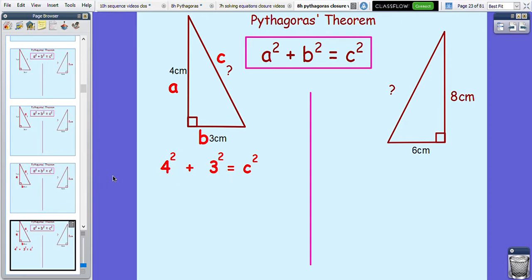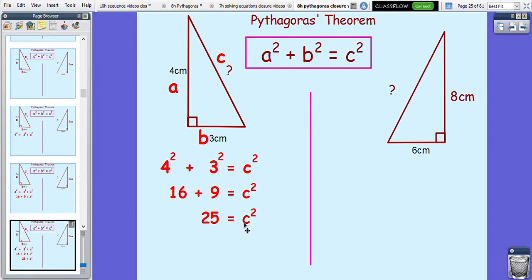Alright, so let's do some maths. What do I know about 4 squared? Well, I know that 4 squared is just 16, and I know that 3 squared is 9. And I still have no idea what C is, so I'm just going to leave that as C squared for now. Alright, let's do some more maths. 16 plus 9. I know what 16 plus 9 is. 16 plus 9 is 25. Easy.